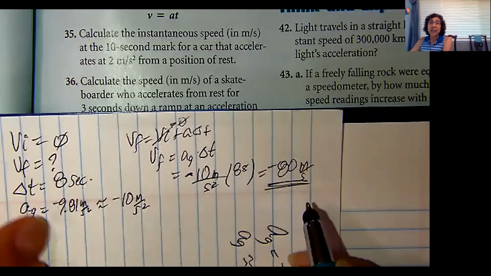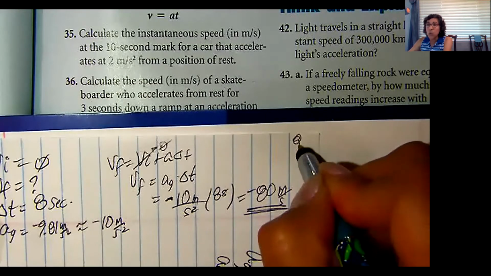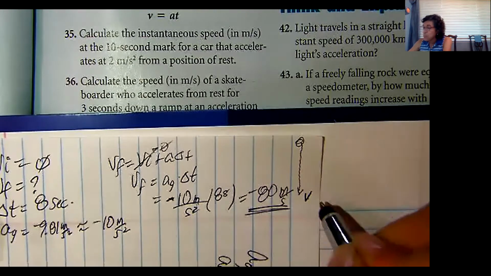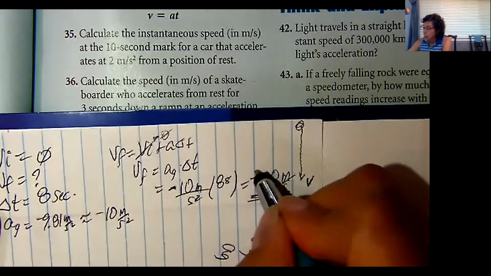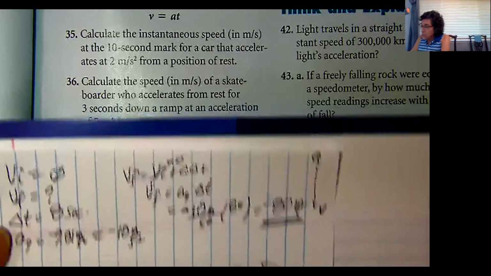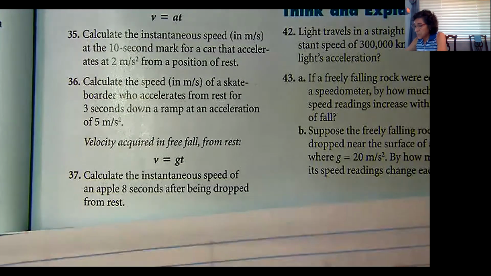Now, why is it negative? Because it's going down. We dropped this apple, and it's falling down. So the velocity is pointing down, and that's why you have this negative there. All right, that's good. That was number 37. Let's go to number 38. I'll flip the paper over this way. Let's go to number 38, and we're doing more vertical movement.